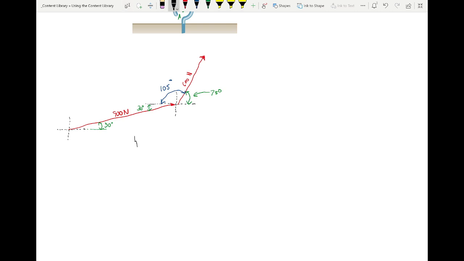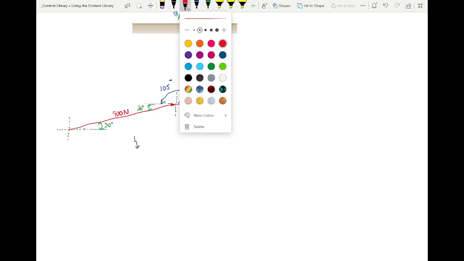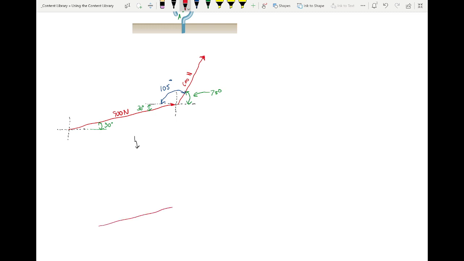So what I can now do is replace this diagram with one that is a little less convoluted. This is 900 newtons. This is 600 newtons. And now, what is the angle between these two vectors? 135. Because it's 30 degrees from the 900 to the horizontal, and then another 105 to this.